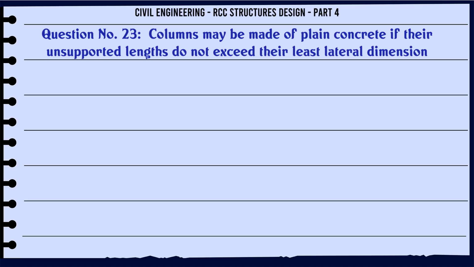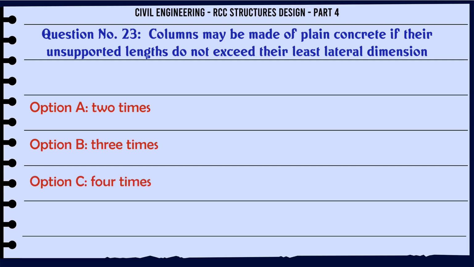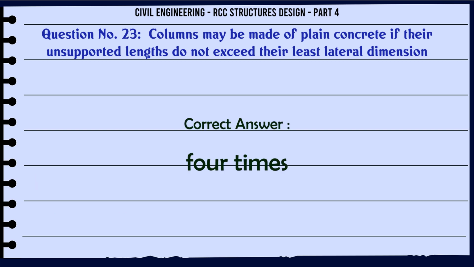Columns may be made of plain concrete if their unsupported lengths do not exceed their least lateral dimension A. 2 times, B. 3 times, C. 4 times, D. 5 times. The correct answer is 4 times.